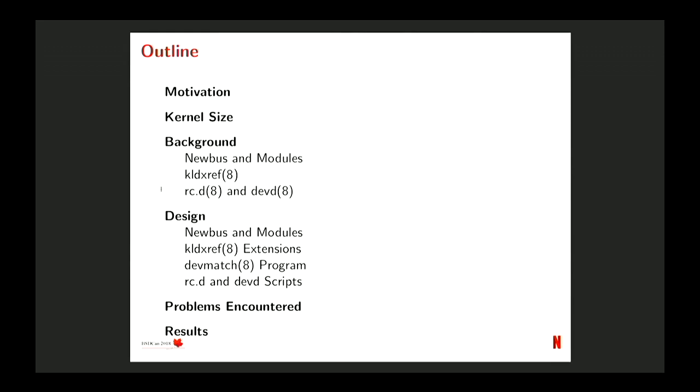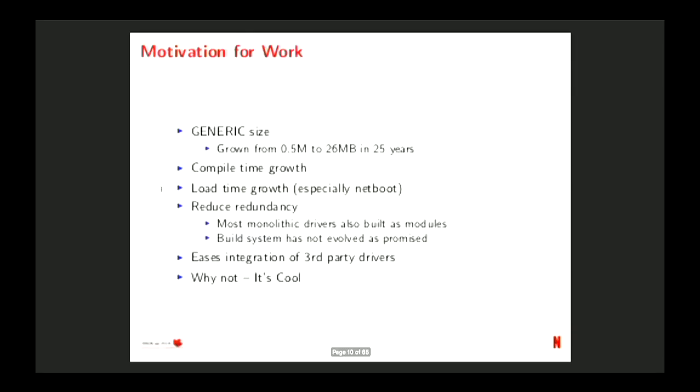So I'm going to talk about why I did this today. I went back and looked at the kernel size over time to see if the kernels keep growing. Spoiler alert, they do. Then after I go through that, which I think might be interesting to people, I'll give a background on the different pieces of the system that I had to touch to implement devmatch. And then I'll go through the design of devmatch and do a walkthrough of the changes I made, at least some of them in brief. I'll give a little bit of a report about the problems encountered, and I'll show you the results of how small I was able to create a kernel that would work.